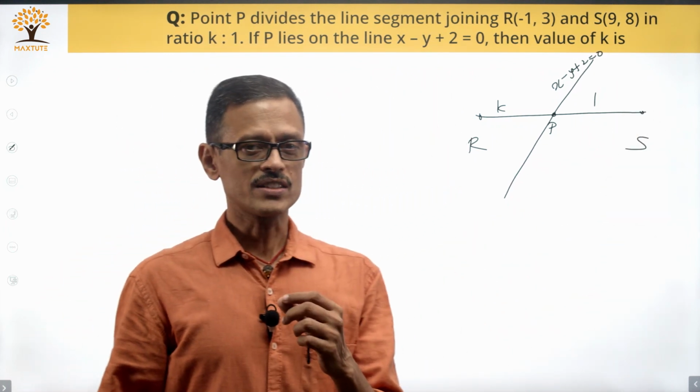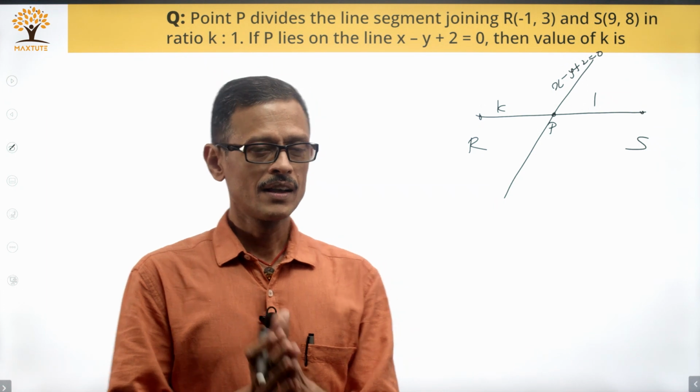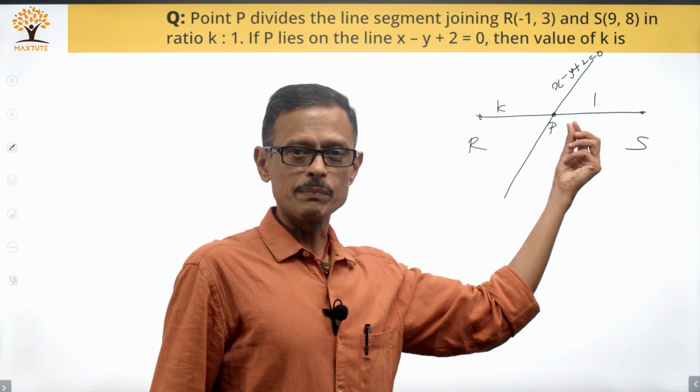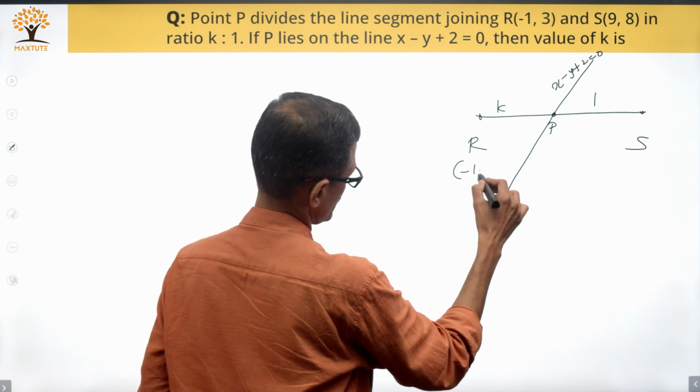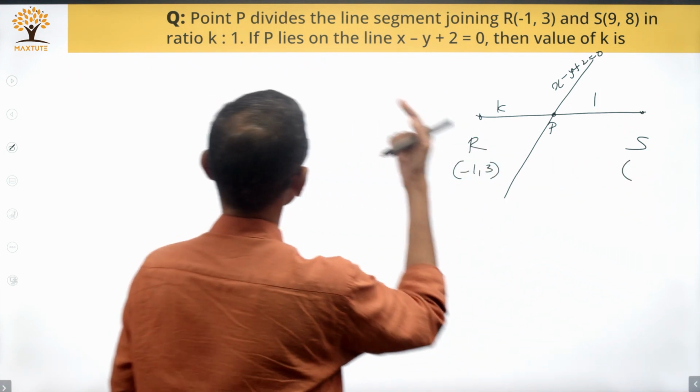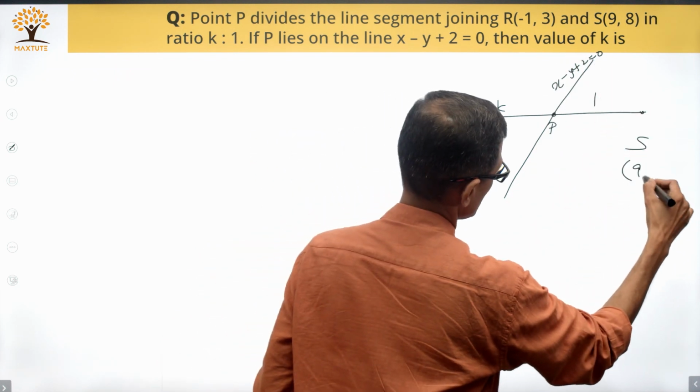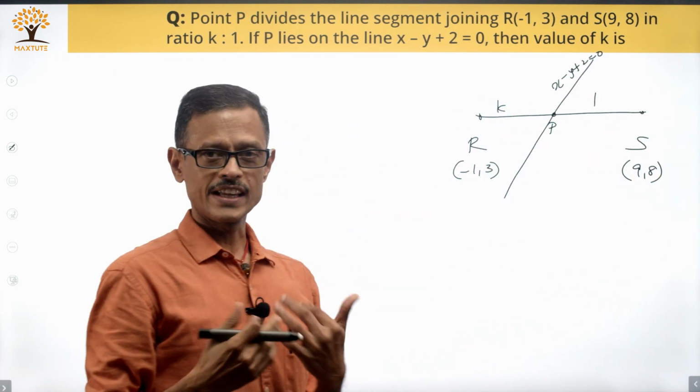So what we are going to do first is apply the section formula, compute the coordinates of point P in terms of k. Do we know the coordinates of R? Yes, minus 1 comma 3, that is known to us. Do we know the coordinates of point S? We know that that is equal to 9 comma 8. It's dividing it in the ratio of k is to 1.